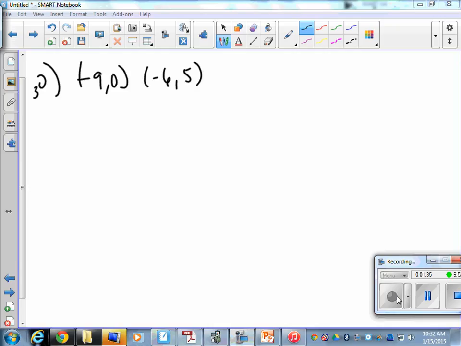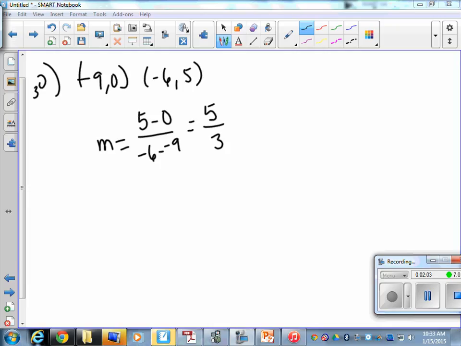Okay, in number 30, we need to find the equation of the line that goes through (-9, 0) and (-6, 5). So I find the slope first. 5 minus 0 over -6 minus -9. 5 minus 0 is 5. -6 minus -9 is 3. So the slope of my line is going to be 5/3. I think if you check your choices, that really narrows down your choices right there.